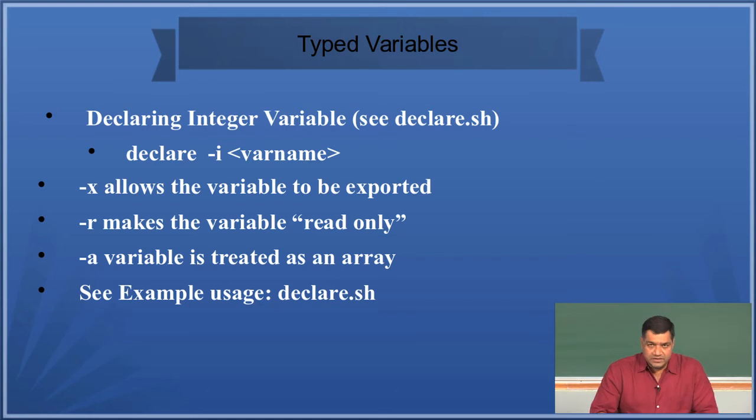As I discussed previously, the -i tells you that the variable names that follow will be integer variables. Now, -x allows you to export the variables. If you remember, we had discussed exporting shell variables previously, and you can also make a variable read only. This is very important, because if you declare a variable and you do not want any other person to modify it, then it is nice to make this variable read only. And then you can also let a variable be treated as an array by using the -a option.